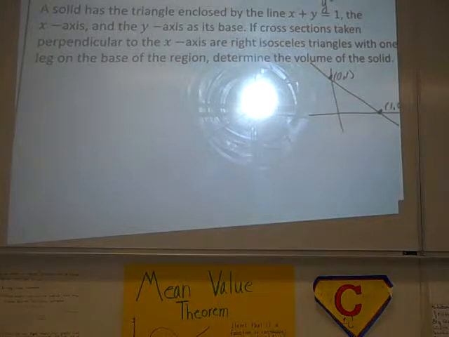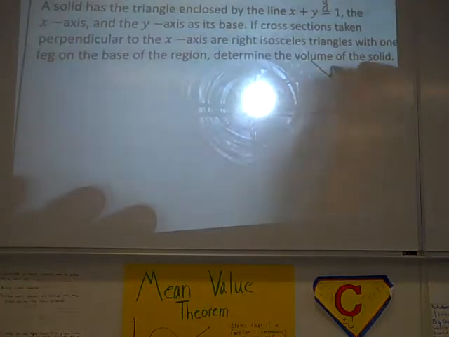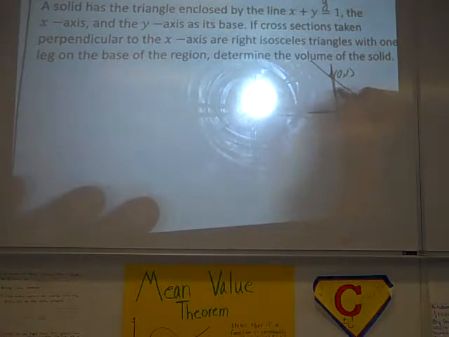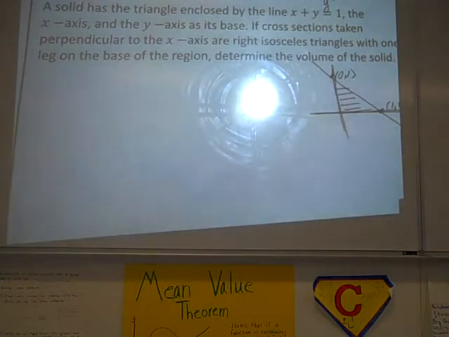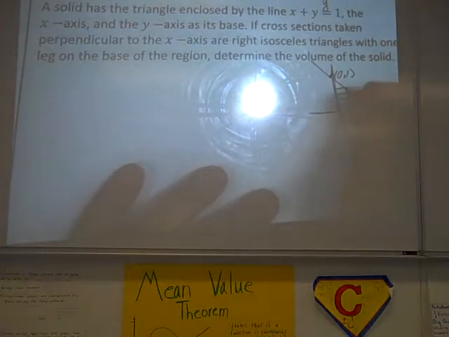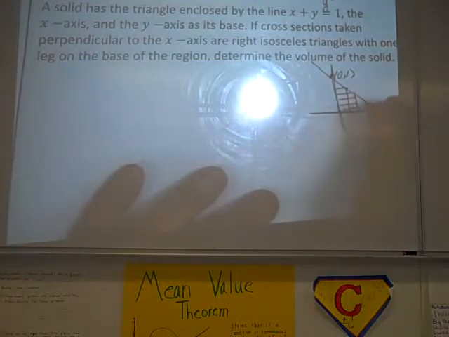So what do we have? We've got the line x plus y equals 1, we have the x-axis, we have the y-axis. That represents the base. Now what are we doing from here? We have cross sections taken perpendicular to the x-axis. So my slices go this way, perpendicular to the x-axis.